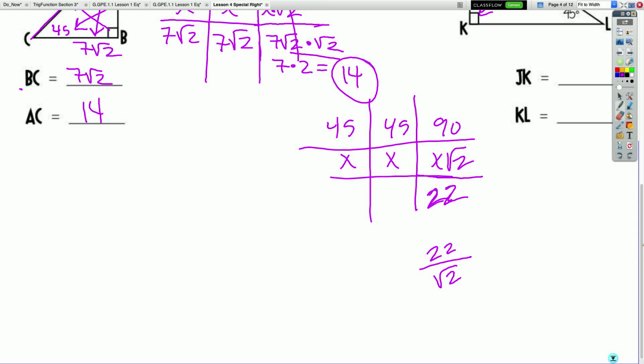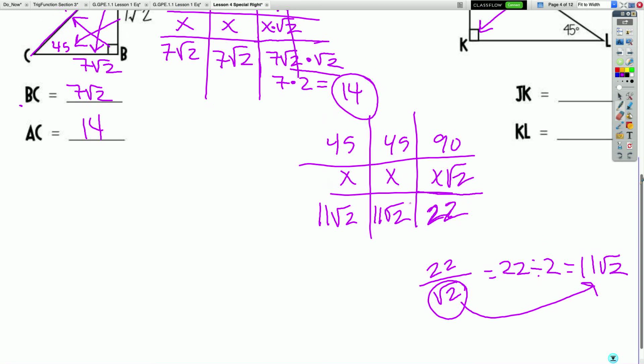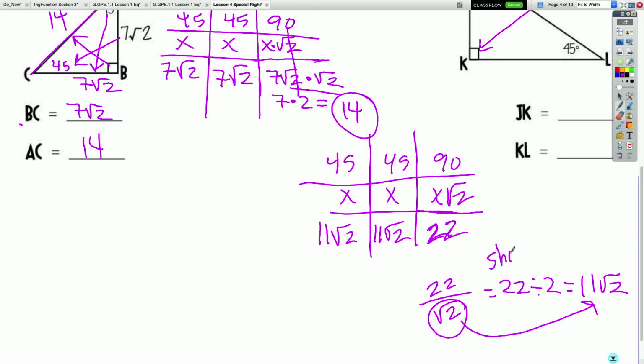Okay. So when we're dividing by the square root of anything, we divide by the number on the inside. So what is 22 divided by 2? 11. And then we take that square root of 2 and plug it back in. So this is going to be 11 square root of 2. So that's just our little shortcut there. So that is my x value, 11 square root of 2, for both of my values. And that will get a little easier when you practice again.